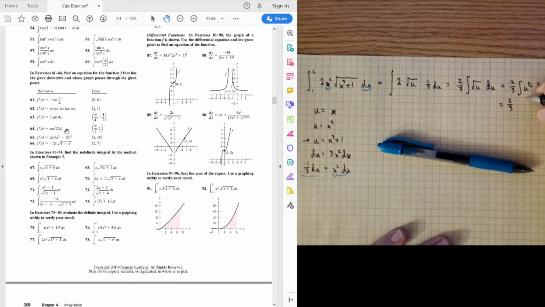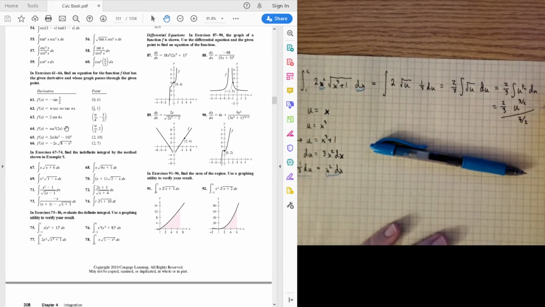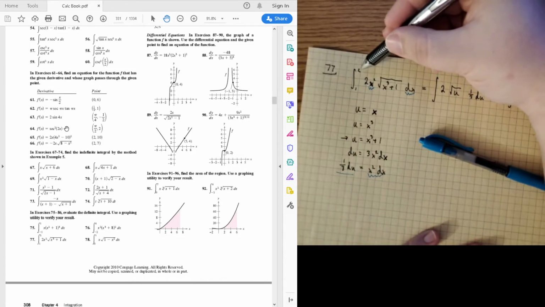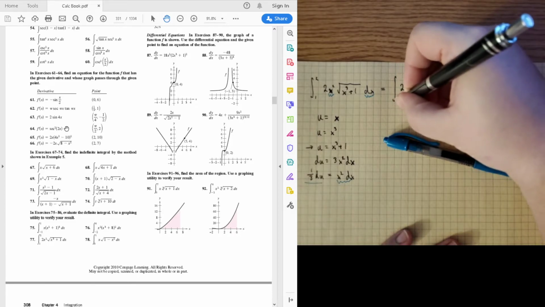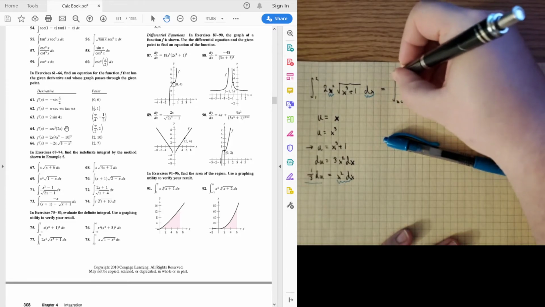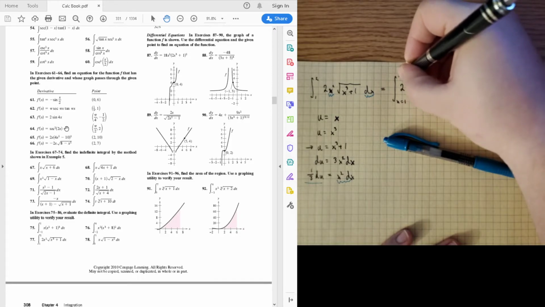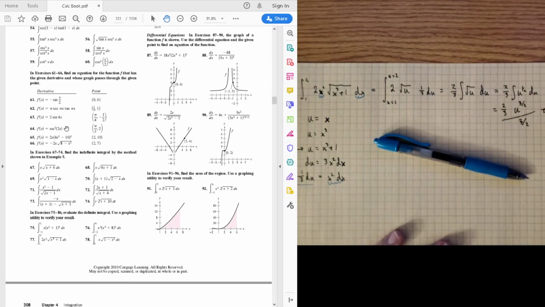2/3 stays consistent, add 1 to the power, so that becomes 3/2, divide by the new power, which is dividing by 3/2, and then add c, because remember when I integrate I always have to have c. But keep in mind this entire function, before I go any farther, is definite, meaning that throughout this function my x value starts at 1 and my x value ends at 2.